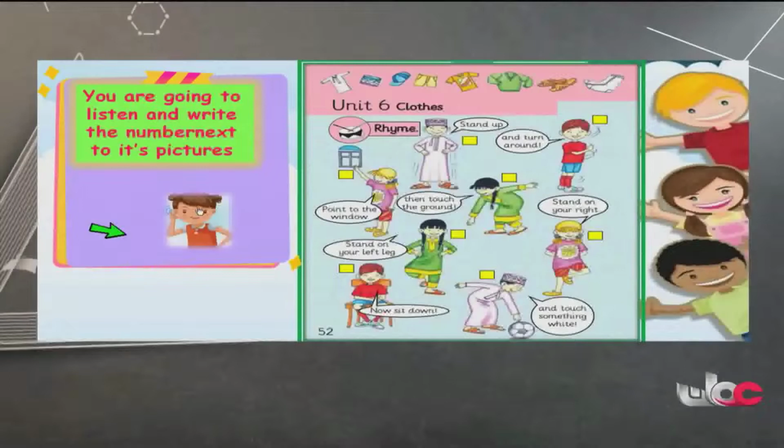Now, I want you to go back to your class book on page number 52. And this time, hold your pencil. You are going to listen and write the number close to your friend who does the action. Can you do that? Open your class book and get ready. You are going to listen this time and write the number close to the picture. Let's listen again.